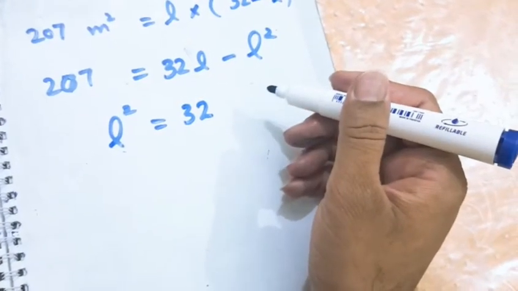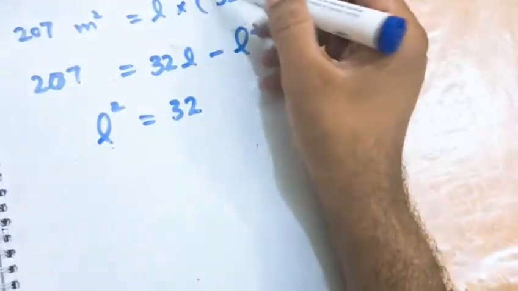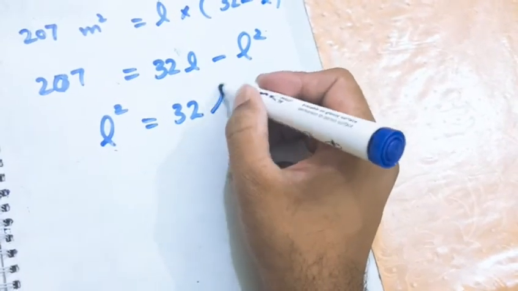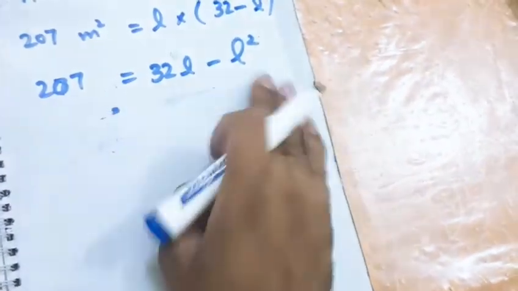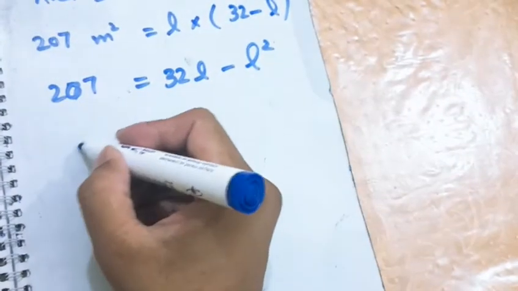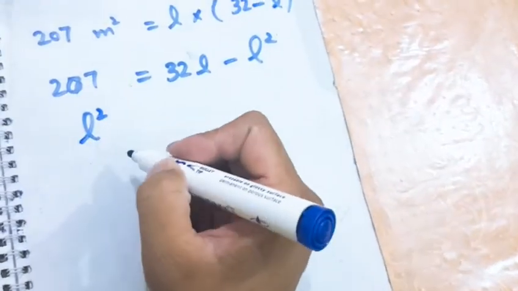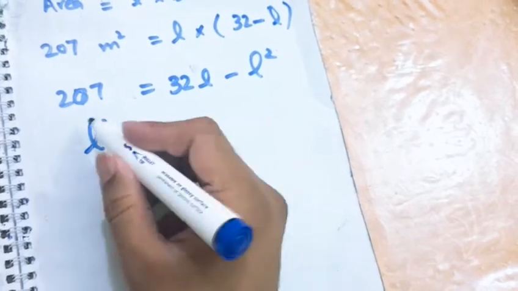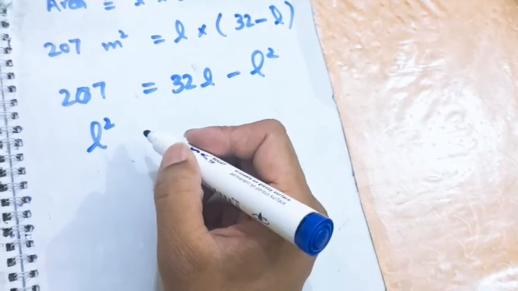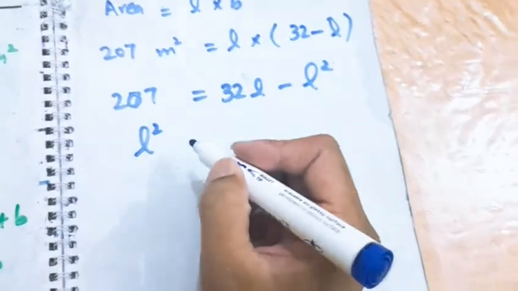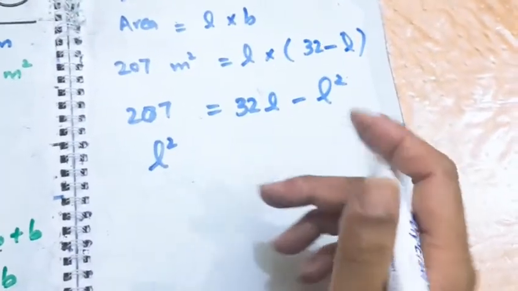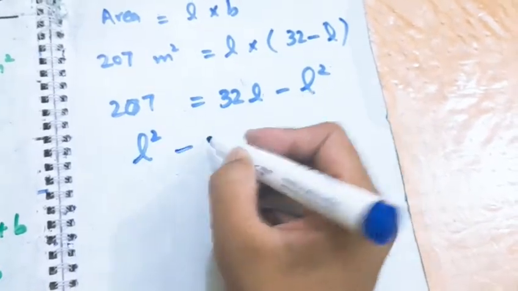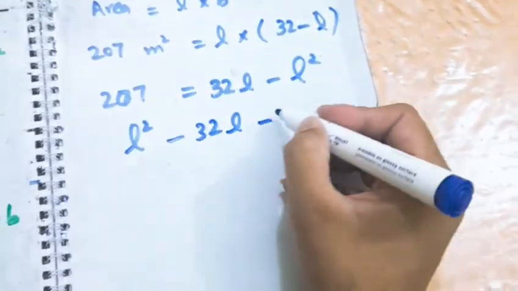But the problem has arisen now. 32L is here. Oh, sorry. L will come here, it will be L square. I shall complete the later part of this question in the next video, or even in the description. I shall decide where I have to solve it, but you can check the next part as well. L will come here, it will be L square minus 32L plus 207.